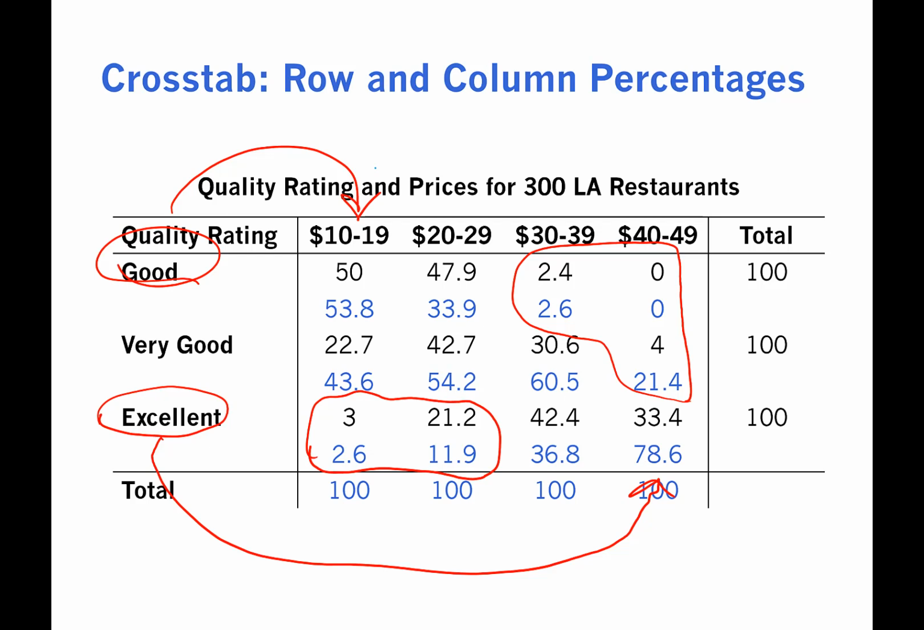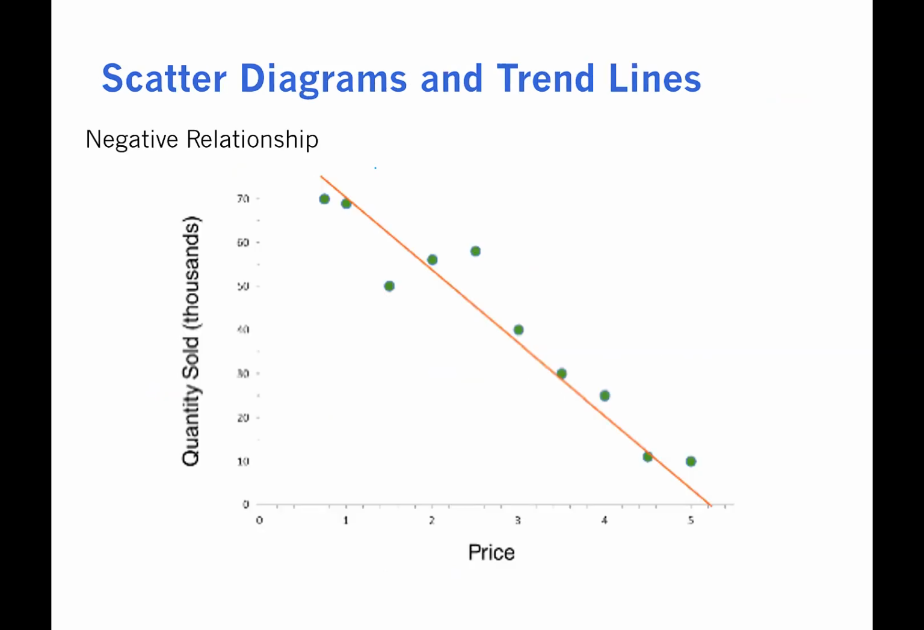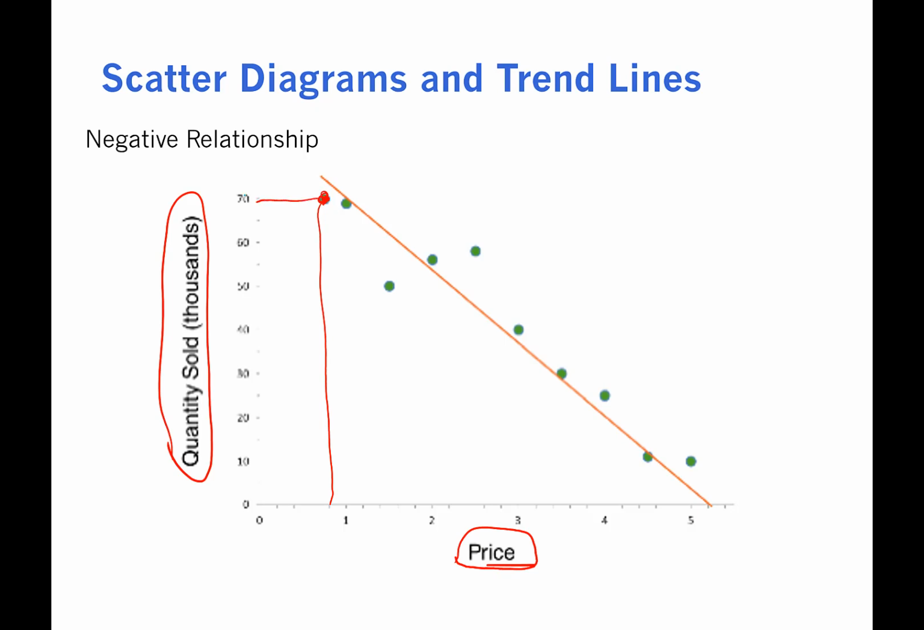So that's the tabular presentation of the data, or the cross-tabulation, if you want to investigate the relationship between two variables. The other way you can do this is by a scatter diagram or a trend line. So you're going to take one of your variables, put that on the y-axis, and put the other one on the x-axis, and then each dot on your scatter diagram is going to represent one observation. So for this observation, we're looking at a price of just below 1 and a quantity sold that's about 70.